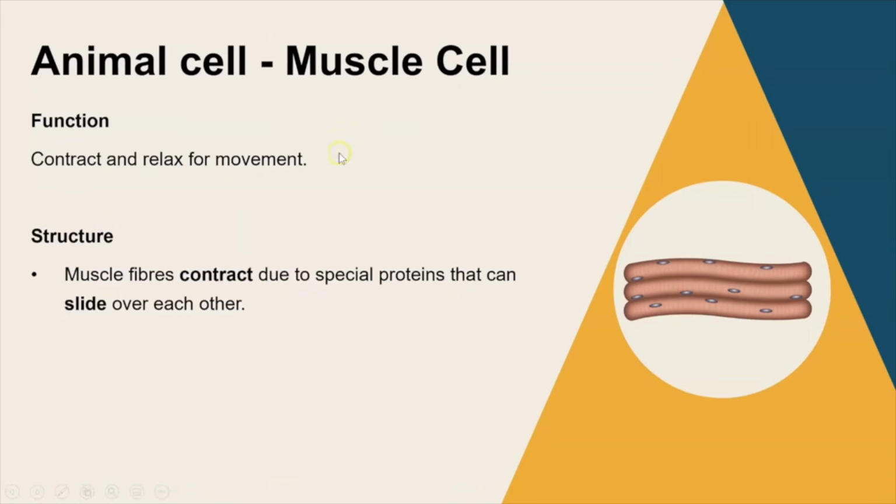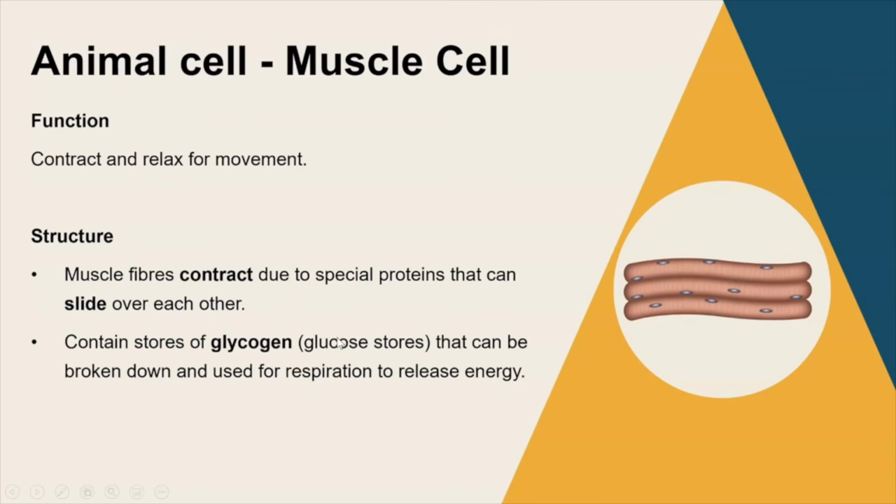So the structure, there are muscle fibres that are made up of two different proteins, and those proteins slide over each other, and as they slide together, that makes the muscle contract, and as they slide back apart, that makes the muscle relax. Now, to be able to do that, energy is required.